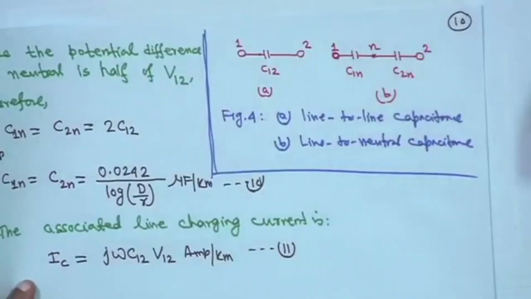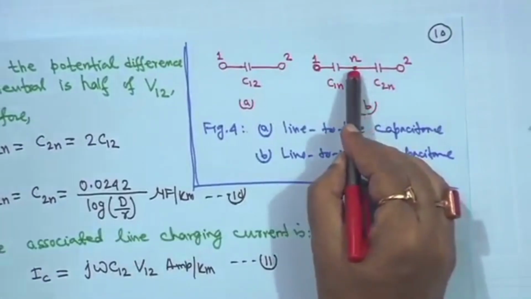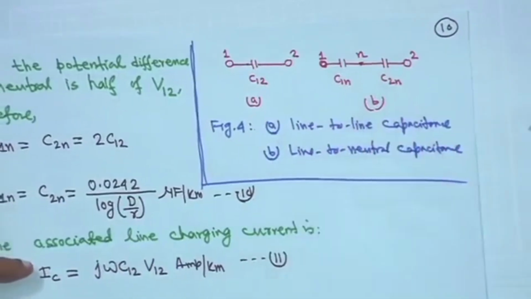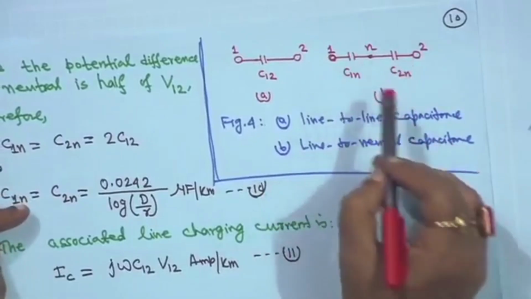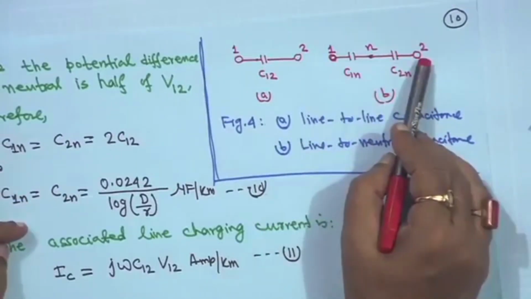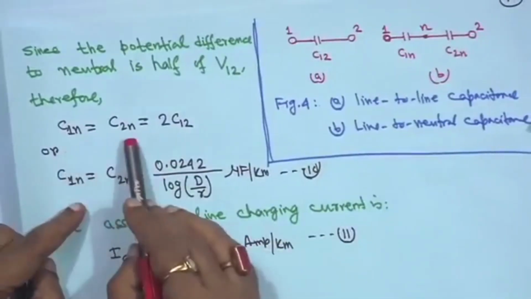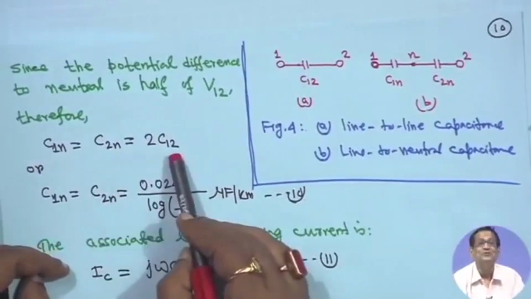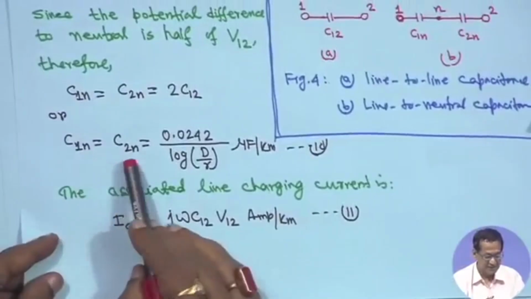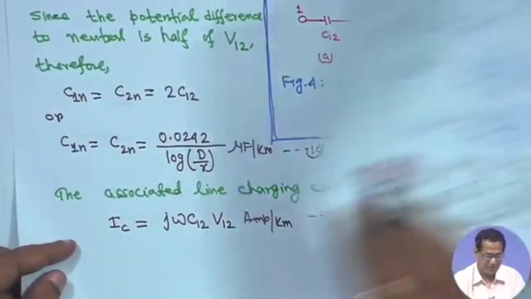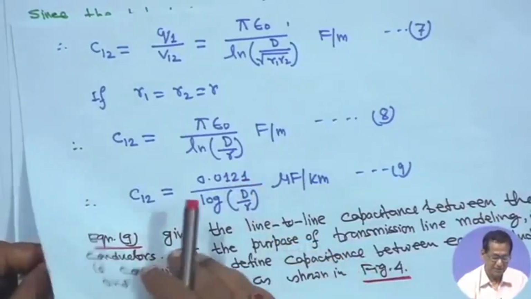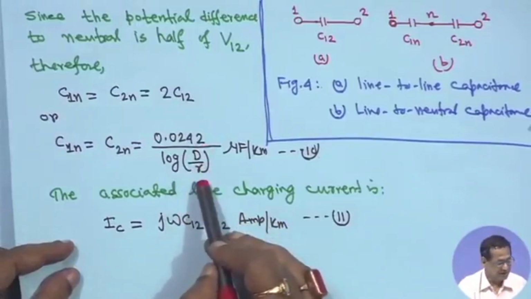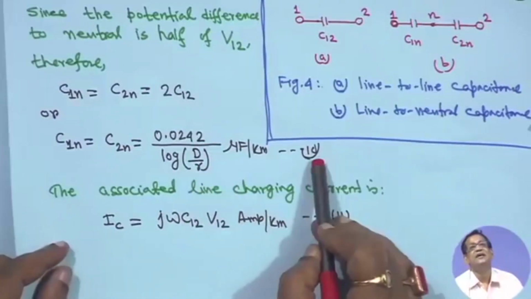Now, if you have a neutral in between, this is the neutral n. This side 1 to n is C1n and this is C2n, and these two are in series. This is conductor 1, this is conductor 2. Therefore, C1n is equal to C2n is equal to 2 C12, because they are in series. That means it will be multiplied by 2, so it will be 0.0242 divided by log d by r microfarad per kilometer. This is equation 10.